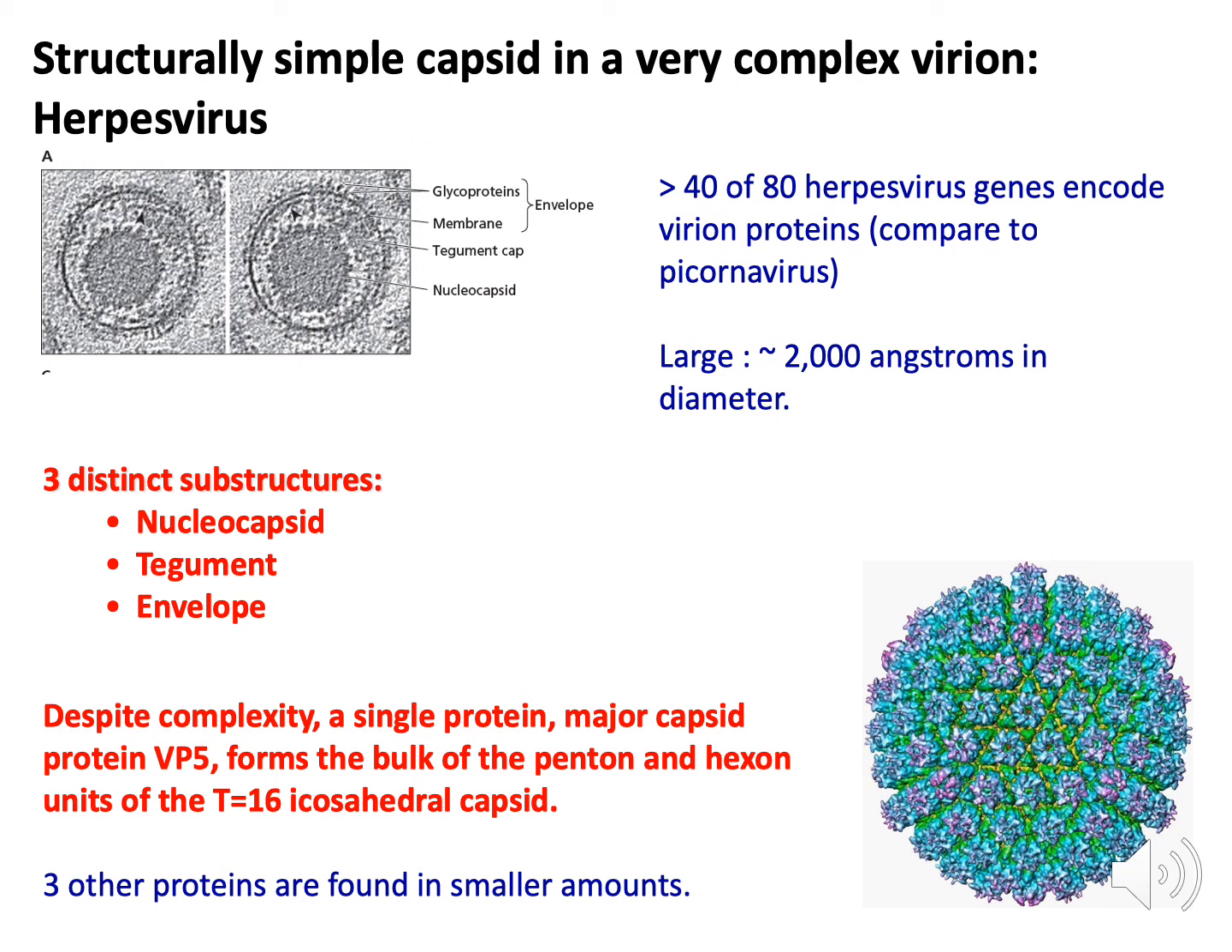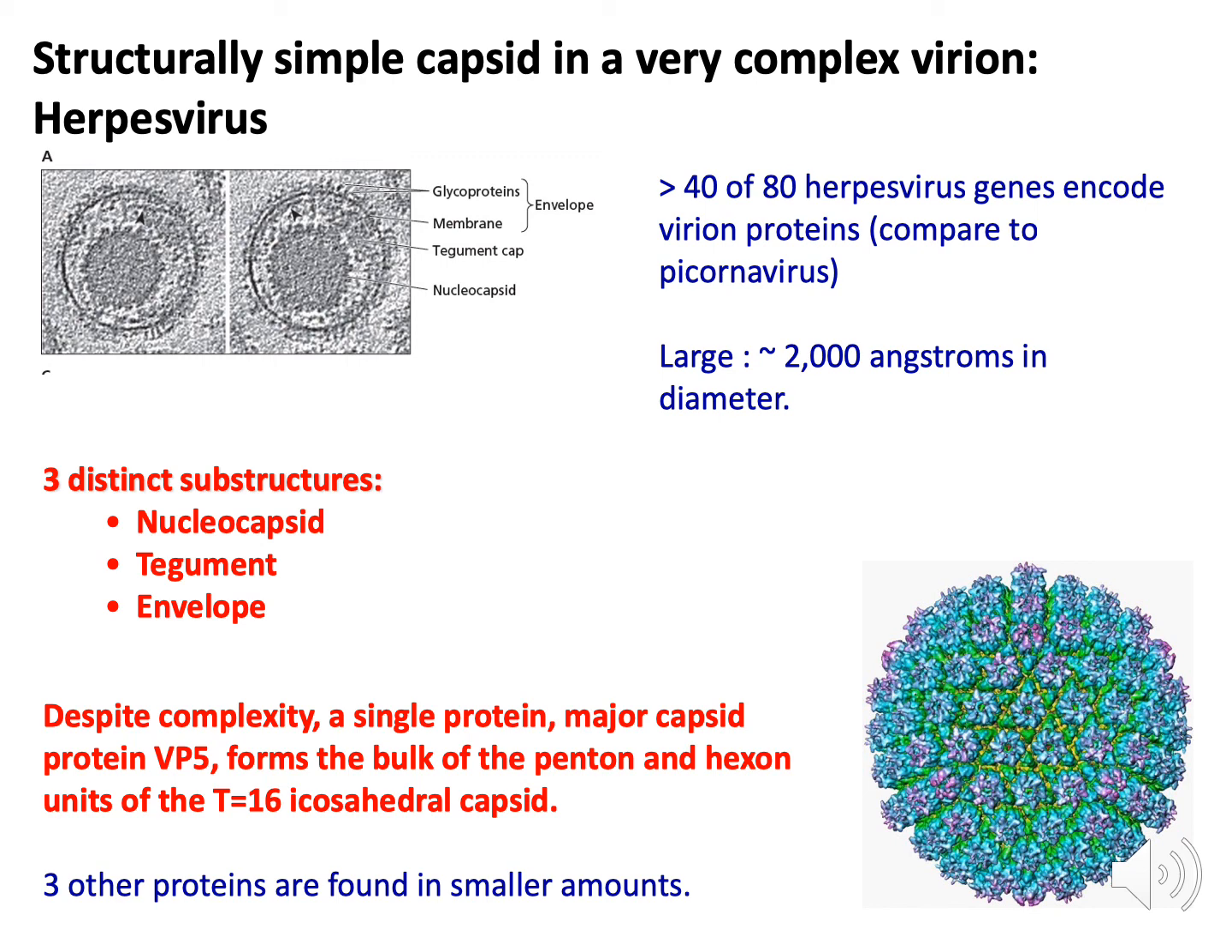But herpes viruses are big viruses. There are over 40 of the 80 herpes virus gene products found in the virion in different parts, many glycoproteins, tegument proteins. This is a large capsid. Despite the fact that it is big, a single protein, the major capsid protein VP5, forms the bulk of this T equals 16 capsid.